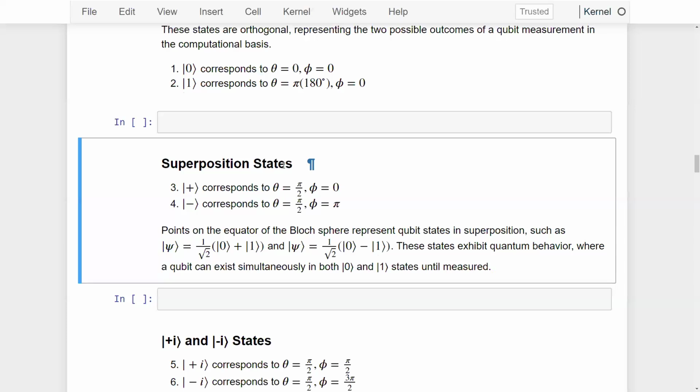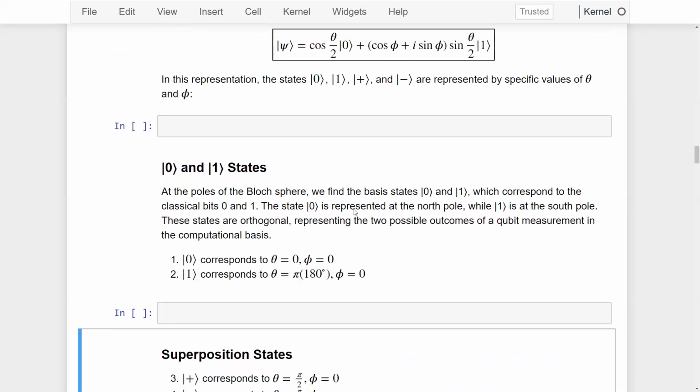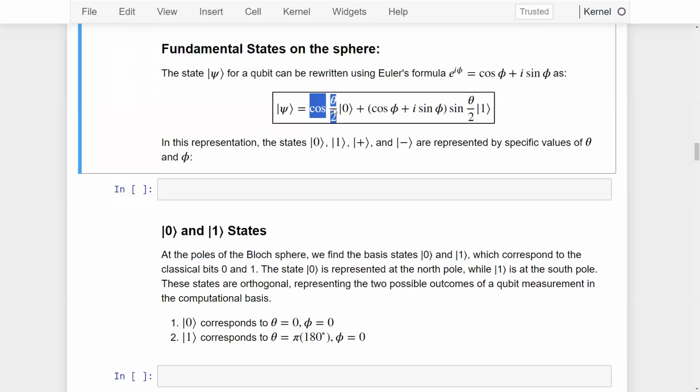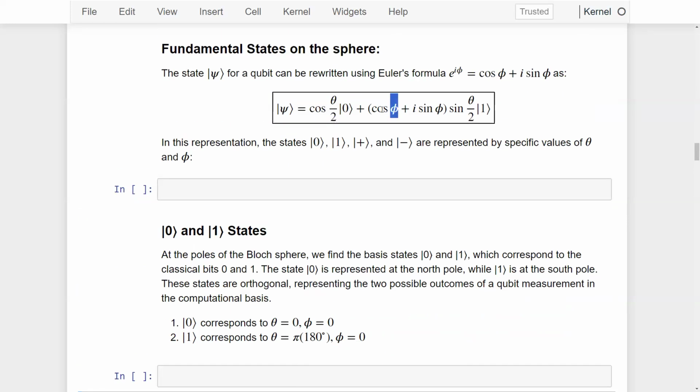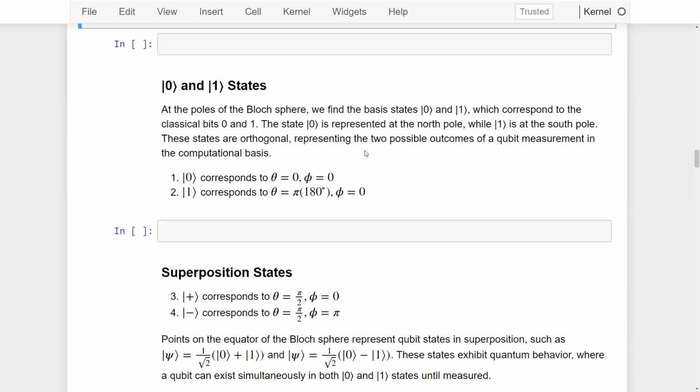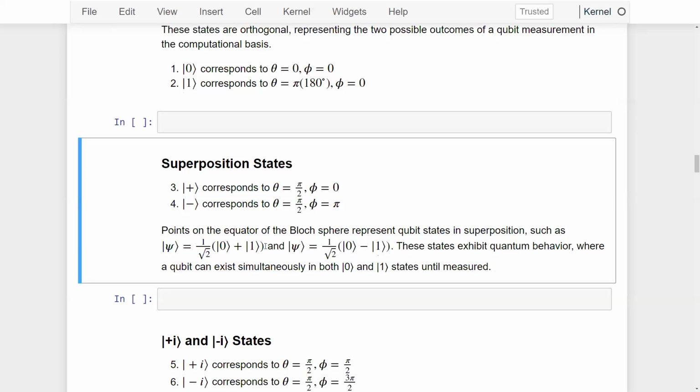Second pair of fundamental states, also known as plus state and minus state. The plus state is the state that corresponds to theta pi over 2 and phi equals 0. If you substitute pi over 2 here, cosine pi over 4 is equal to square root of 2 over 2, so this one turns into square root of 2 over 2, and this one also. Then this one equals 1 if phi equals 0, because cosine 0 is 1 and sine 0 is 0. So everything simplifies to 1 over square root of 2, times the sum of state 0 and state 1.